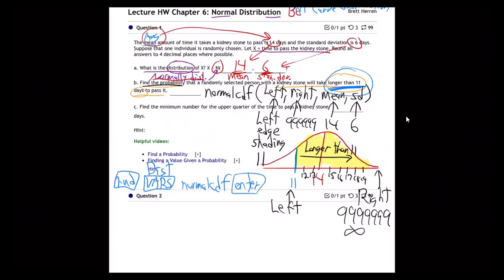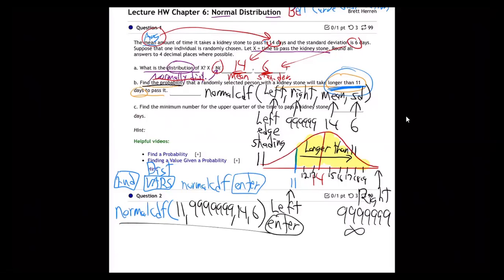And then once you're on normal CDF, just type in the numbers: 11, comma, and then the bunch of 9s, however many, comma, the mean was 14, standard deviation 6. Type that in, hit enter. So that's what we do, and we get our answer. I'm going to do it too. You can put in as many 9s as you want. It's just a giant number.